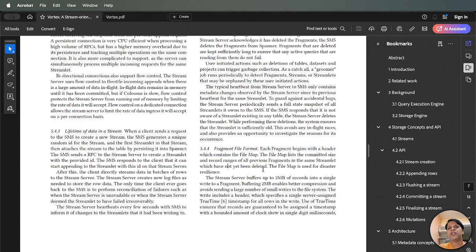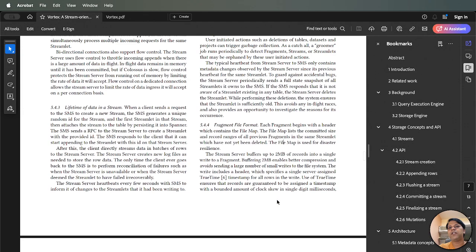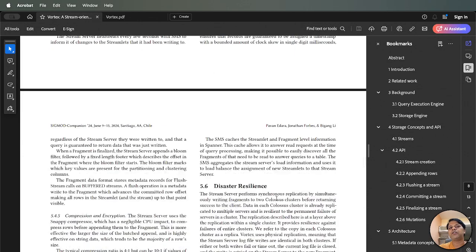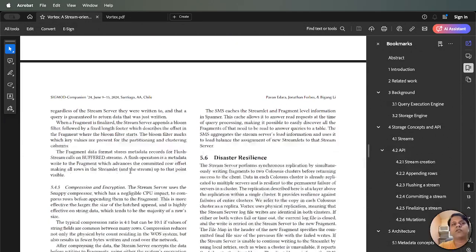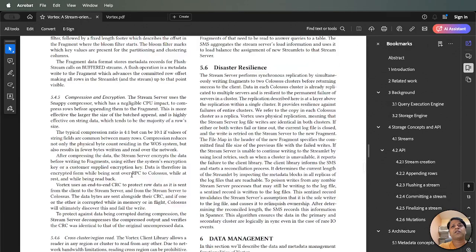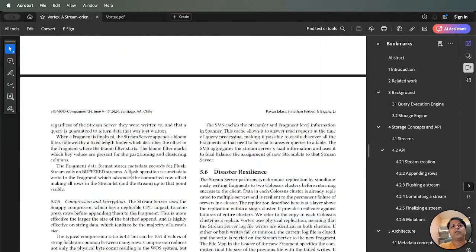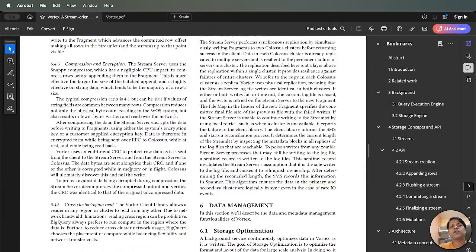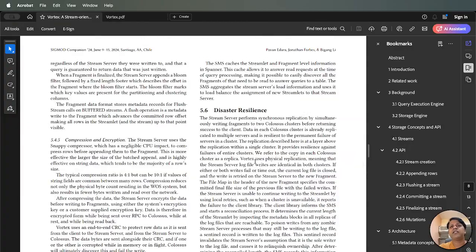There is a fragment file system, like a file map, for disaster recovery. It talks about a 2 MB size; if a fragment goes over it, it will create another fragment. Only one will be active, and the others are just there. When the flushing happens and data is committed, those are cleaned up and written to the read optimized storage. How it handles disasters and all is more involved, but that is the gist.